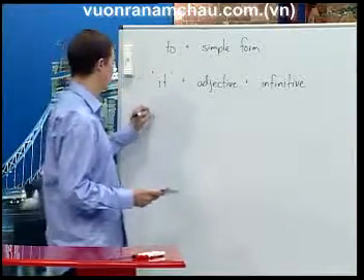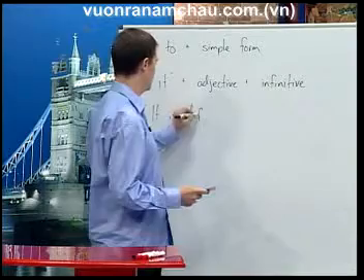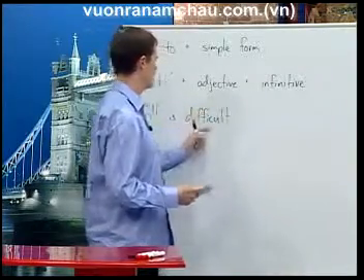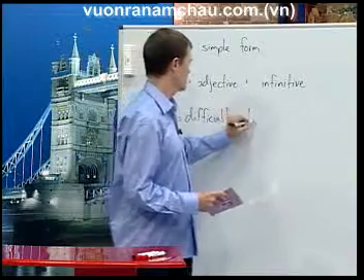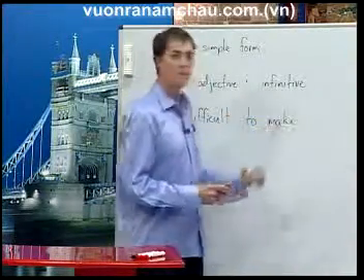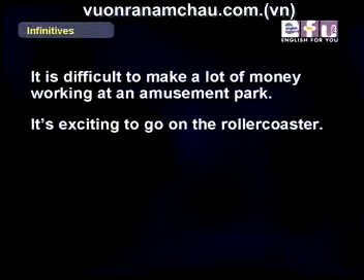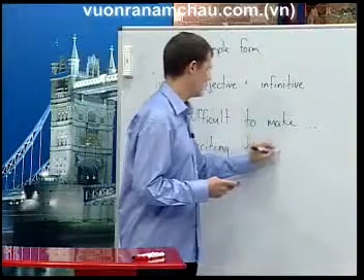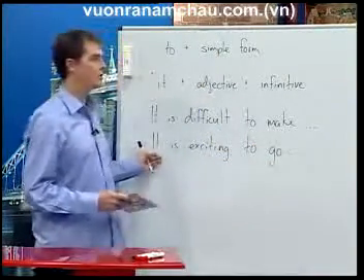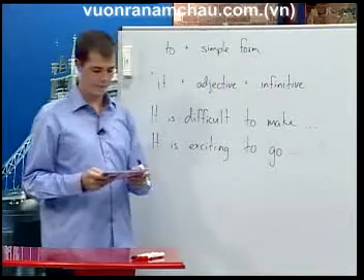Put this on the board. It is difficult, the adjective, to make, the infinitive following the adjective, and then it continues. It is difficult to make a lot of money working at an amusement park. The second sentence, we have it is exciting. Exciting is the adjective, so following the adjective is the infinitive. To go. It's exciting to go on the roller coaster.